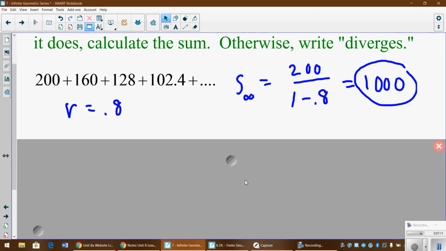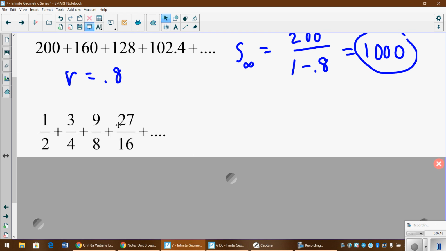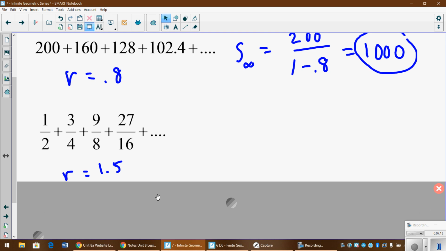Next problem. If we look at this one, the value that gets you from 1/2 to 3/4 to 9/8, the common ratio here, these numbers are actually increasing. My r is greater than 1. Think for a moment, what do you think the answer is going to be here? Diverge or converge? And if it converges, to what value? The answer is this one will diverge.